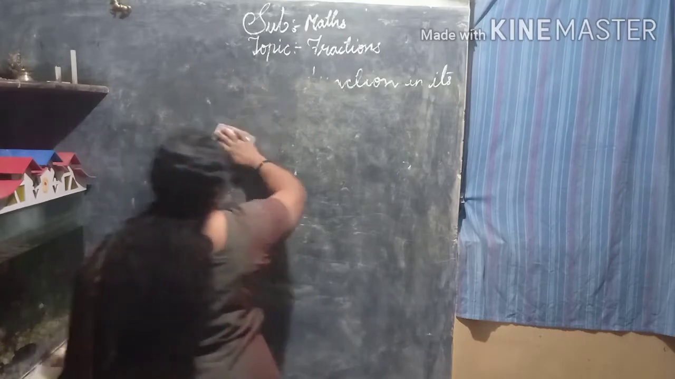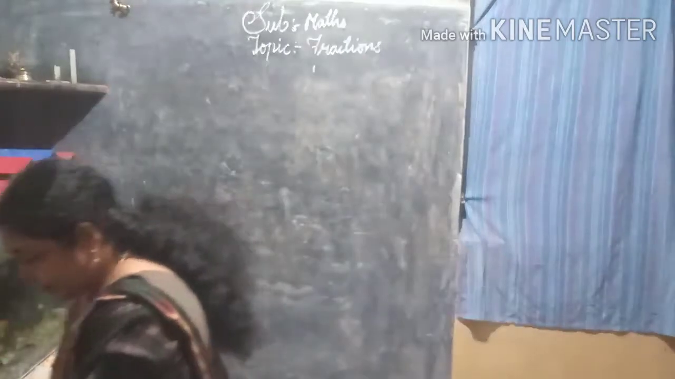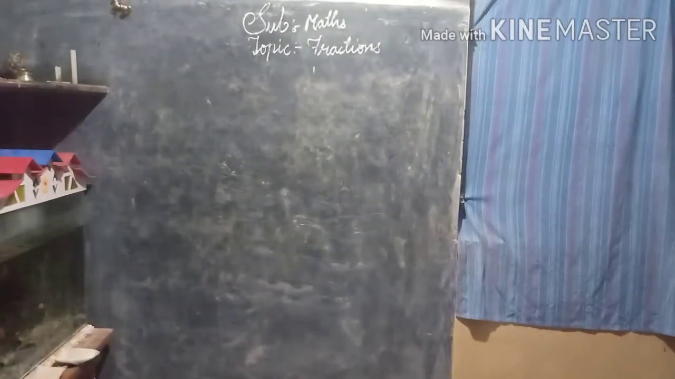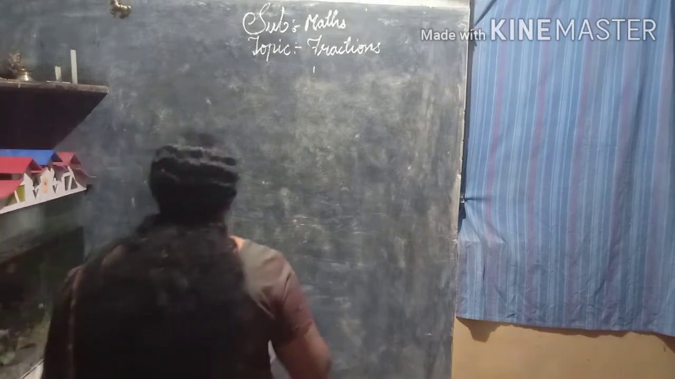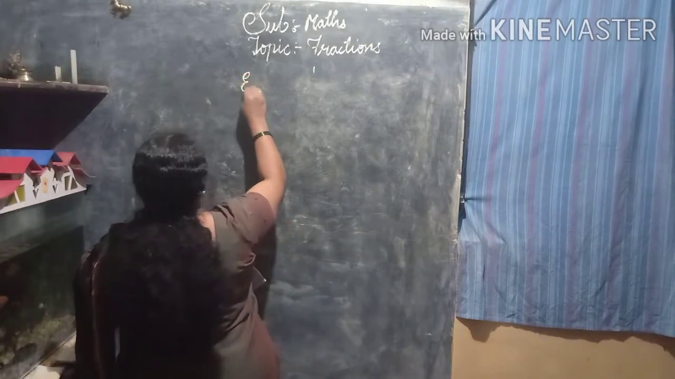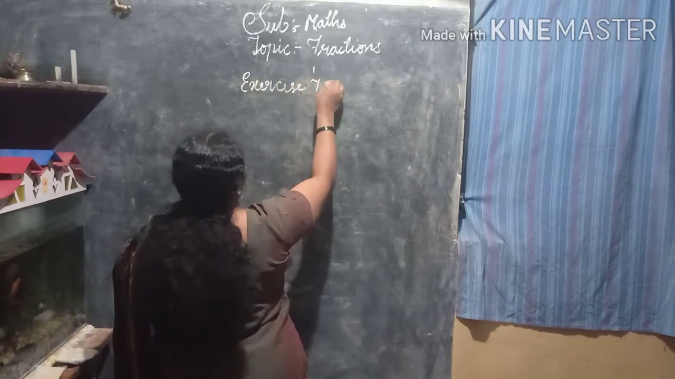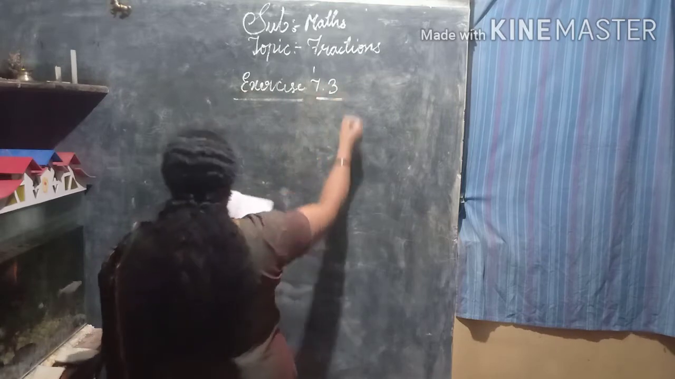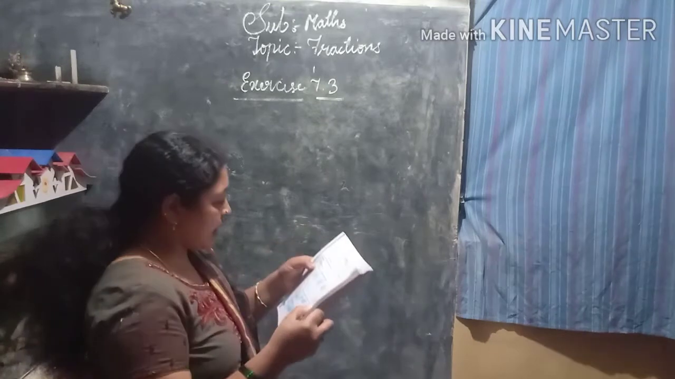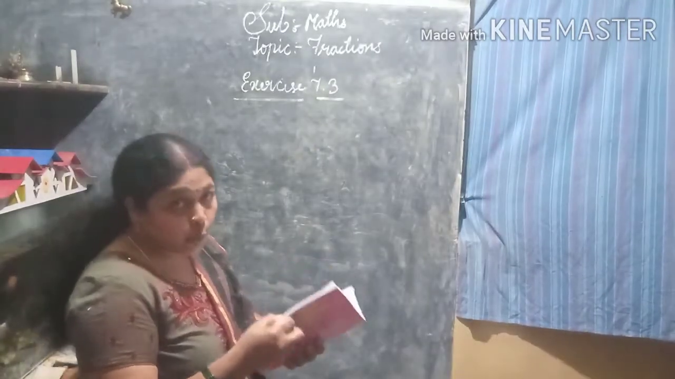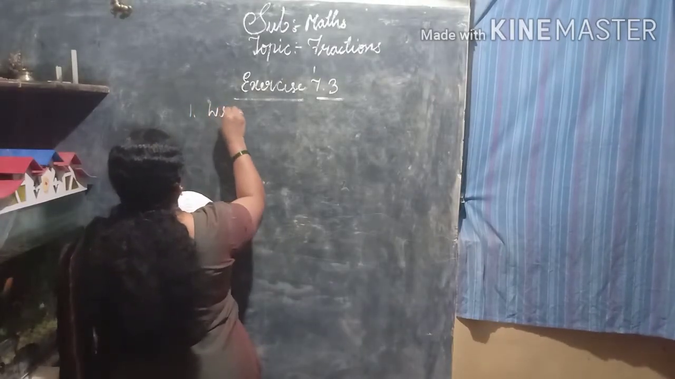So now let us do your exercise so that you will understand it better. So let us take your exercise. Exercise 7.3. So look at the first one. It says write the fractions. Are all these fractions equivalent? So let us try the first one.